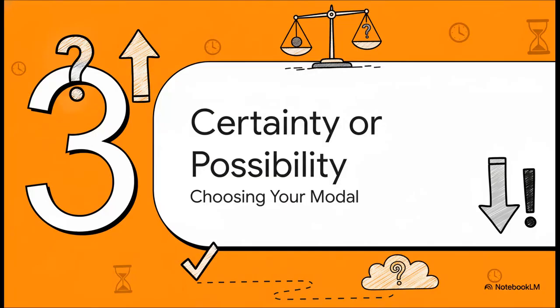But here's the thing. Not all guesses are equal. Sometimes you're like 99% sure, and other times you're just kind of throwing out a possibility. The specific modal verb you choose is what dials that level of certainty up or down. Think of it like a volume knob for your confidence. And that's what we'll get into next.